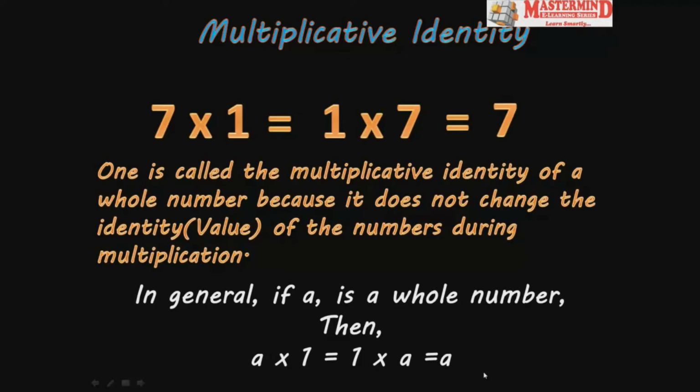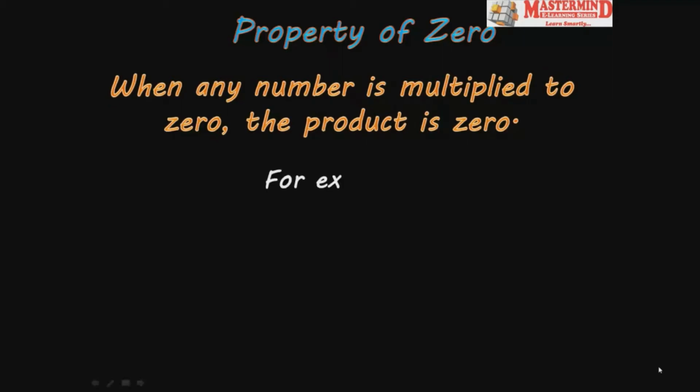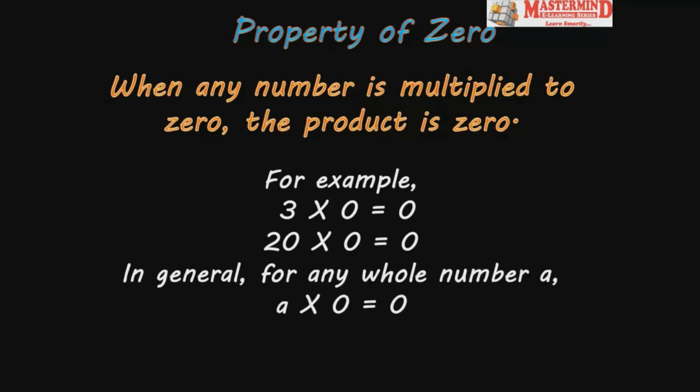Now let us see one more important property, and that is the property of 0. When any number is multiplied to 0, the product is also 0. See, for example, if you do 3 times 0 or 20 times 0, any number times 0, the product is going to be 0. So in general, for any whole number A, A multiplied by 0 is 0. So this is called the property of 0.